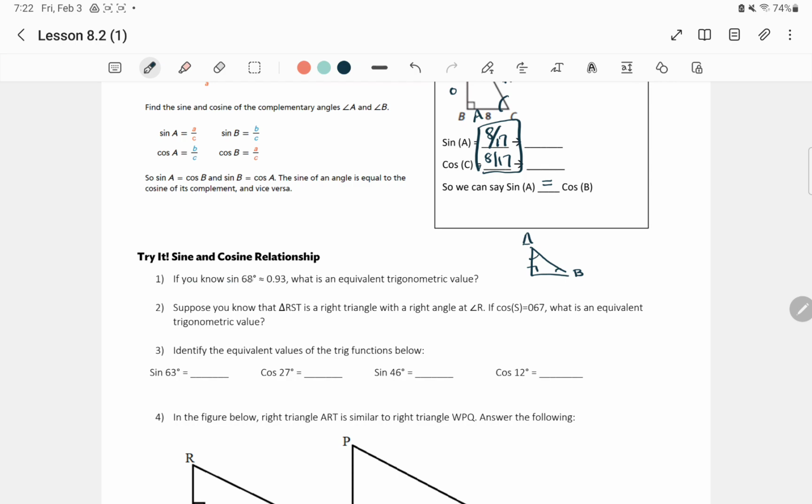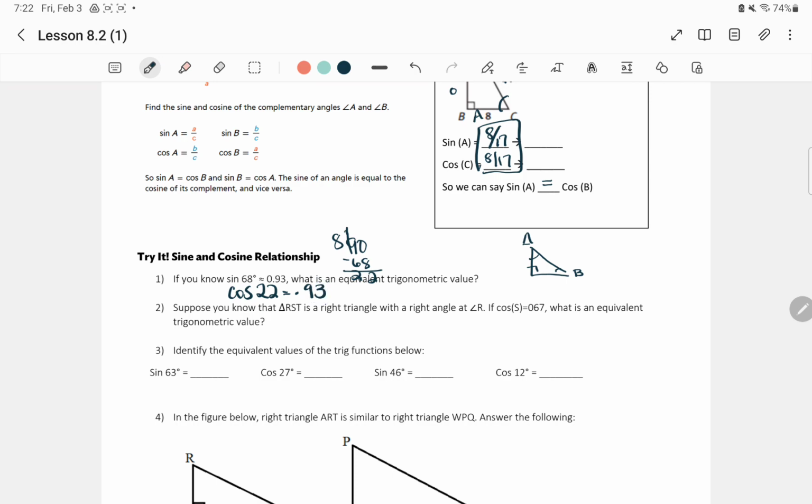It says if we know sine 68 is 0.93, what's an equivalent trig ratio? Well, we can say cosine, but we need to find the complement of 68 to figure out how it's going to fit in this triangle. So I'm going to do 90 minus 68, and that's 22. So I can say cosine 22 is equal to 0.93.